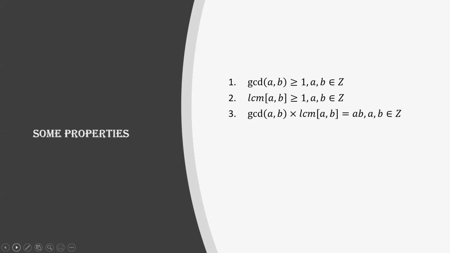The third property is a very nice property. Let's see who can prove the third property. The greatest common divisor of two numbers times the least common multiple of two numbers is equal to the product of the numbers. This will take some time to prove. Yes, you can try this if you want.